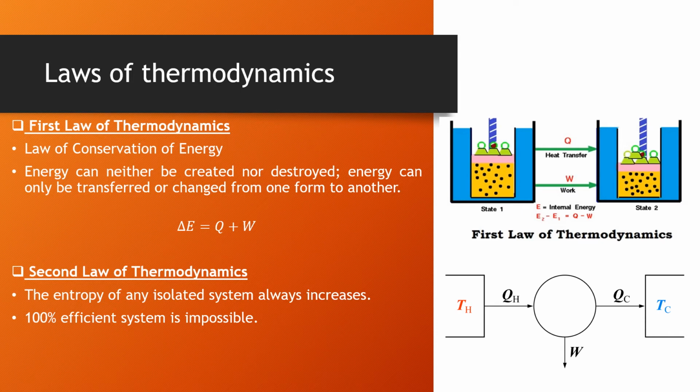Now, according to this increase of entropy or irreversibility phenomena, the second law of thermodynamics basically says that a 100% efficient system is not possible.